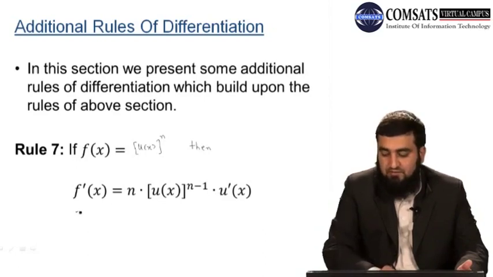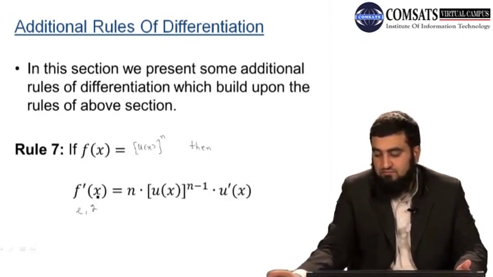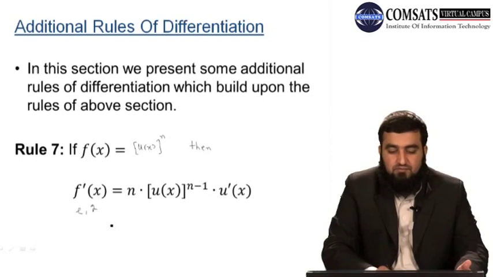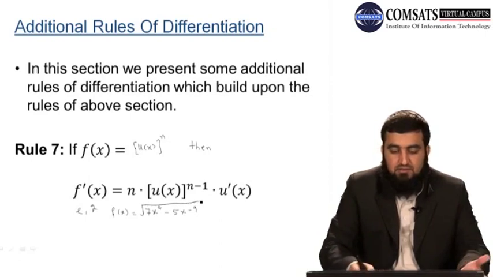So for example, if you have f of x given by 7x to the power 4 minus 5x minus 9, whole under the root. So here you have a u of x.